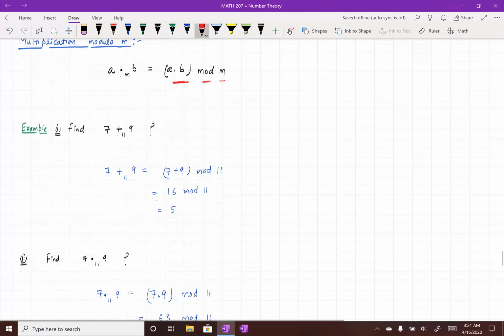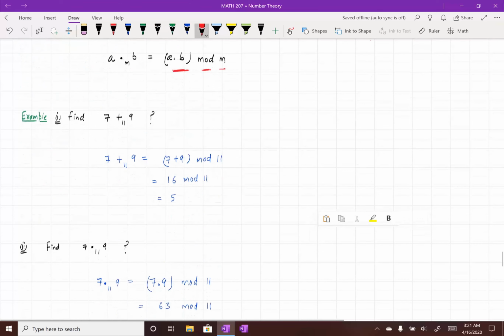Okay. So take one example. If you have 7 addition modulo 11 with 9, it is going to be equal to, based on your definition, 7 plus 9, which is the usual addition, which is 16, and mod 11.